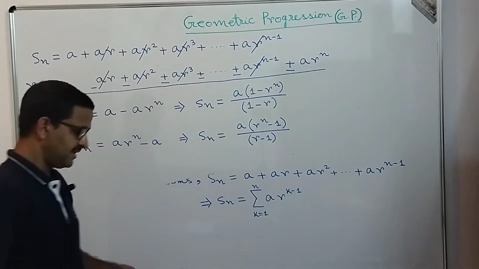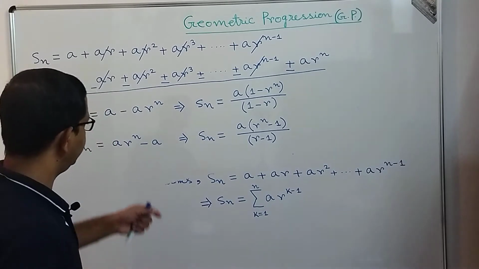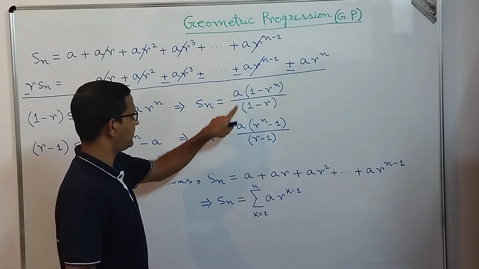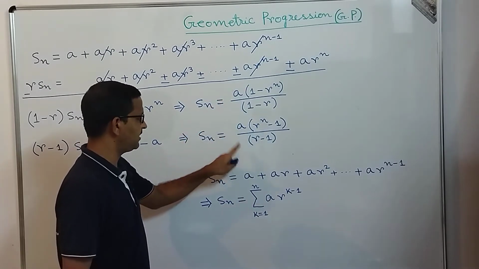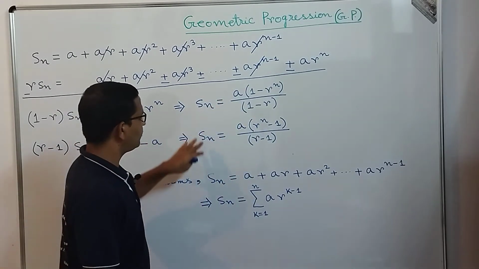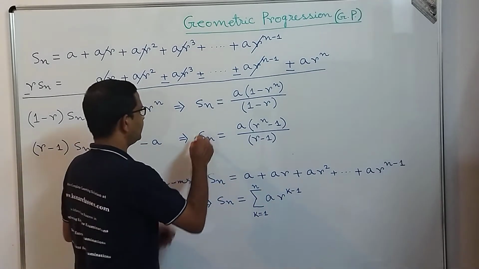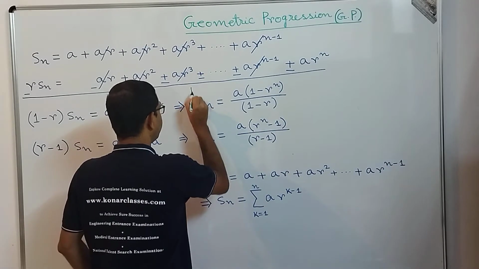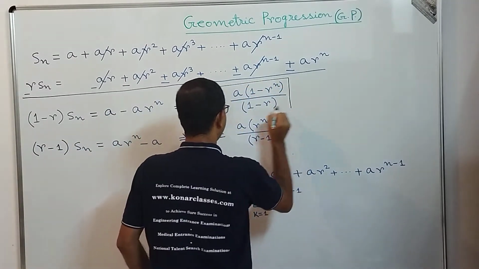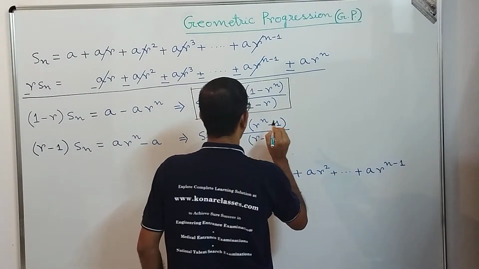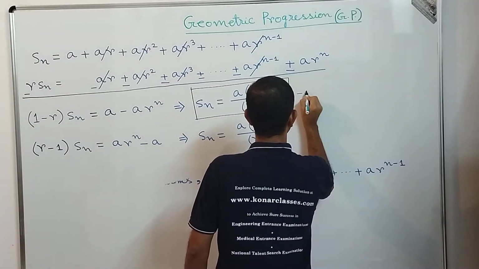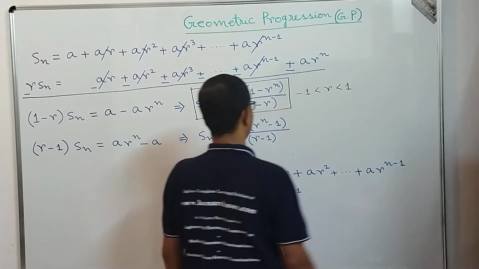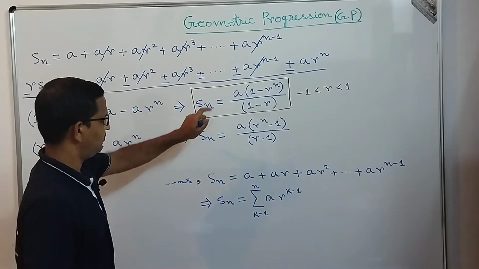Now that I wrote these two different flavors of the same formula. If you multiply both numerator and denominator by minus 1, you will get this one. So then why did I write like this? This formula, Sn equal to a into 1 minus r to the power n by 1 minus r, we are going to apply when the value of r is between -1 and +1. That is, -1 less than r less than +1, then we are going to use this formula.